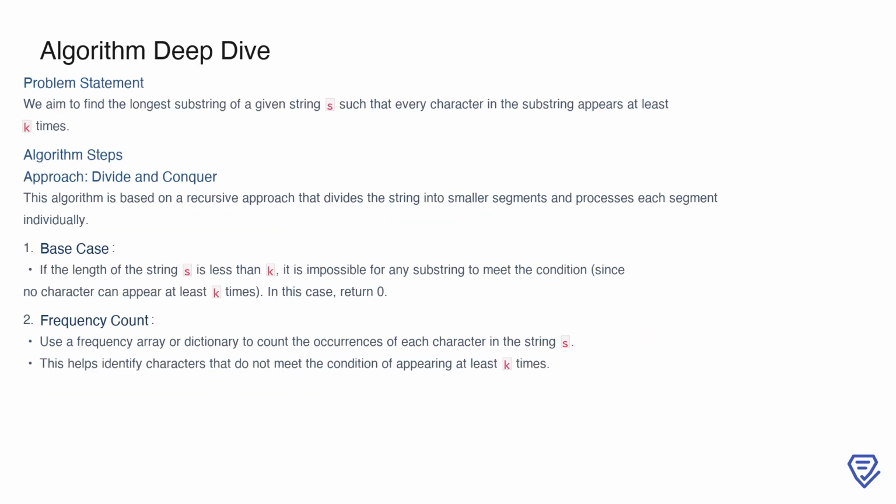In this problem, our goal is to find the longest substring of a given string where every character appears at least k times. To achieve this, we use a divide and conquer approach that breaks the problem into smaller parts and processes each part individually.